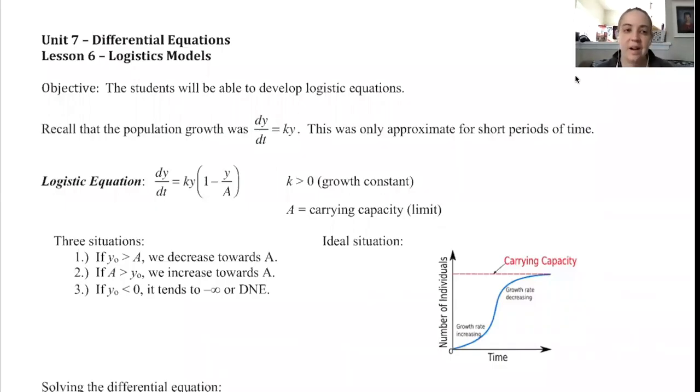Good morning. We are continuing with Unit 7, differential equations. Today we are looking at the logistic model.